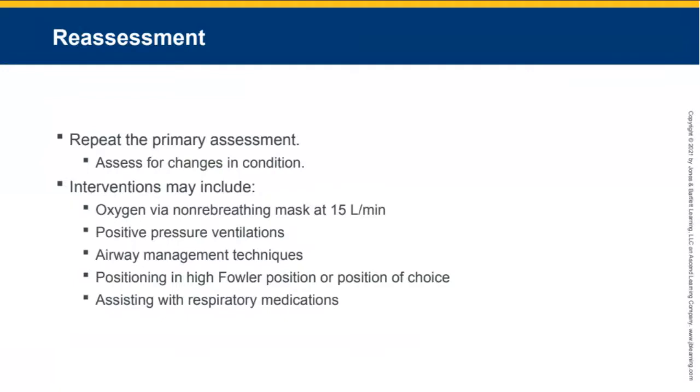Right? So for reassessment, we repeat the primary assessment and assess for changes in condition. The interventions that we may provide would be like providing oxygen via non-rebreathing mask at 15 liters per minute, providing positive pressure ventilation using a bag valve mask device, a pocket mask, or flow-restricted oxygen-powered device, using airway management techniques such as oropharyngeal airway, nasopharyngeal airway, suctioning, or airway positioning.